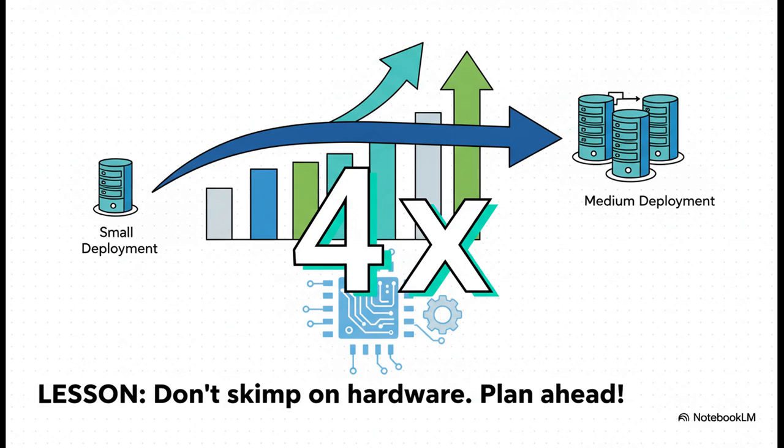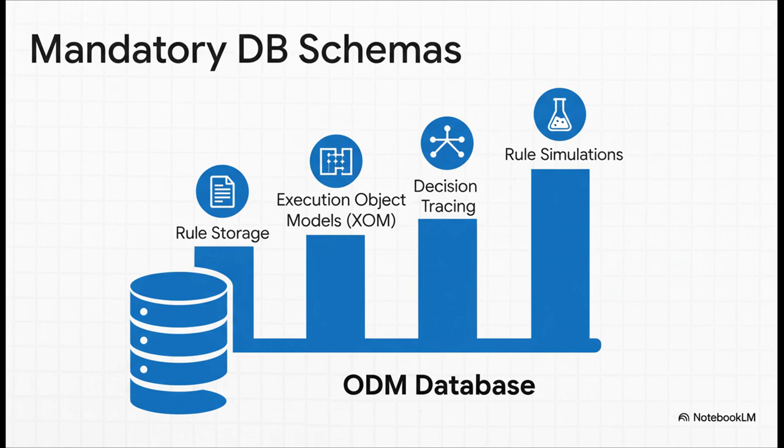And the takeaway here is really simple. Just check out that jump from a small to a medium deployment. We're talking a nearly 4 times increase in CPU requirements. The lesson here is pretty obvious, right? Don't skimp on the hardware. Plan ahead. And if the hardware is the steel rebar, then the database is the absolute bedrock of your foundation. And let me be crystal clear about this. A properly configured database isn't just a good idea, it's the mandatory first step. You literally cannot move forward without creating these 4 distinct schemas for things like storing rules and tracing decisions.